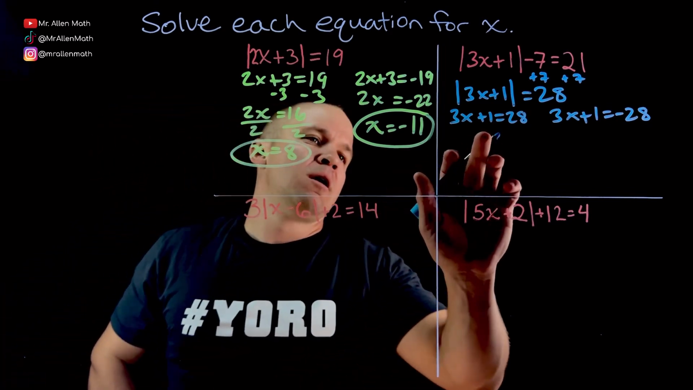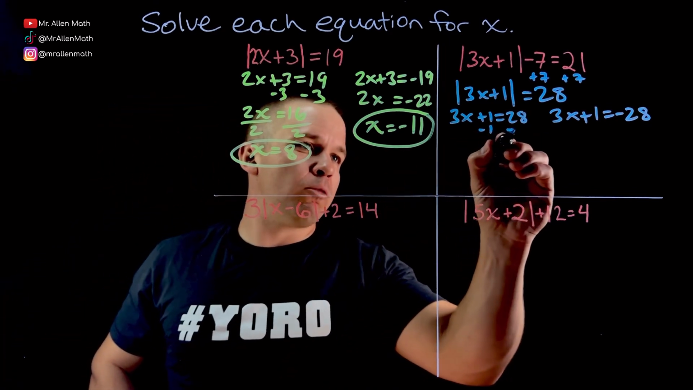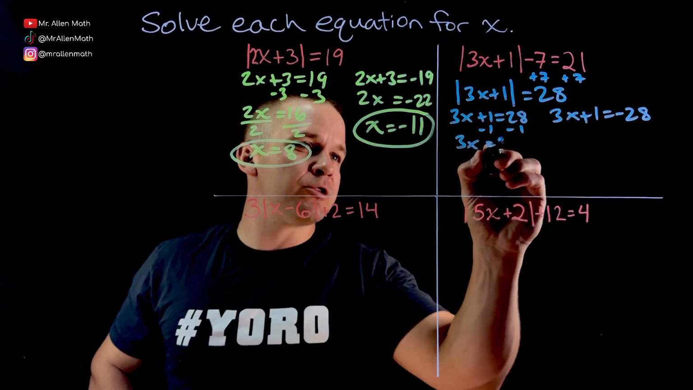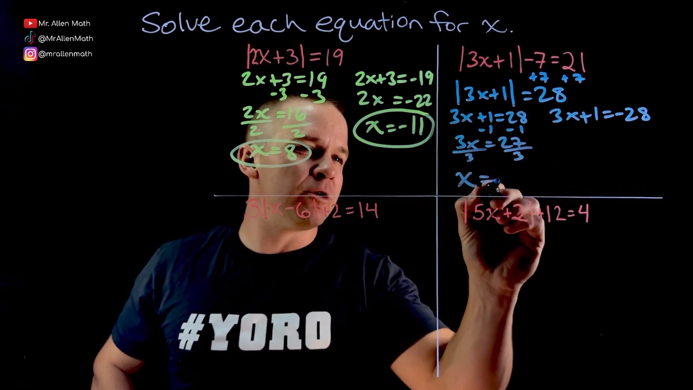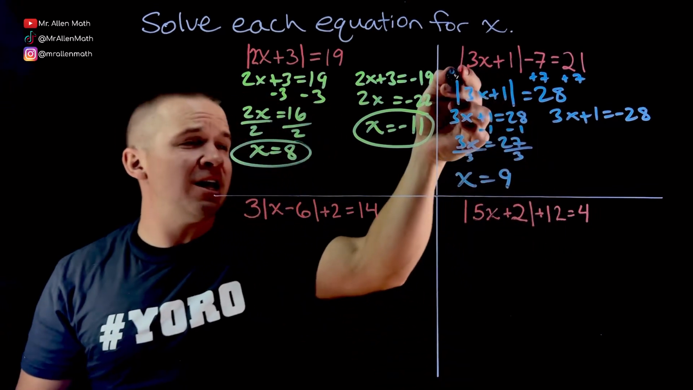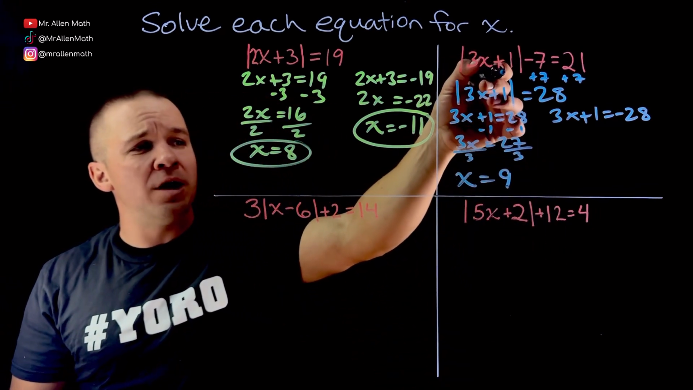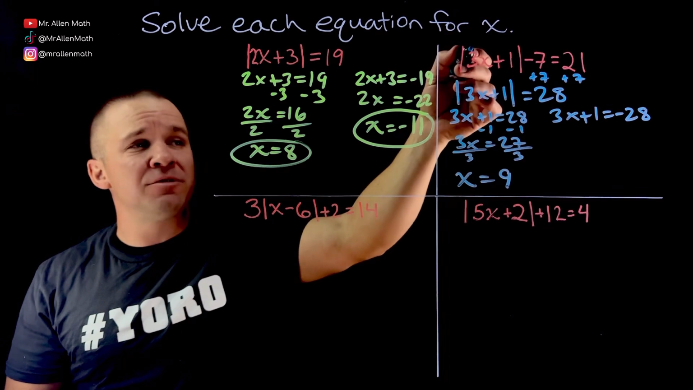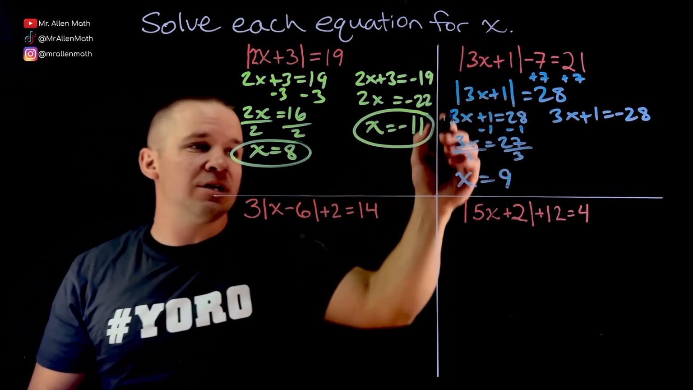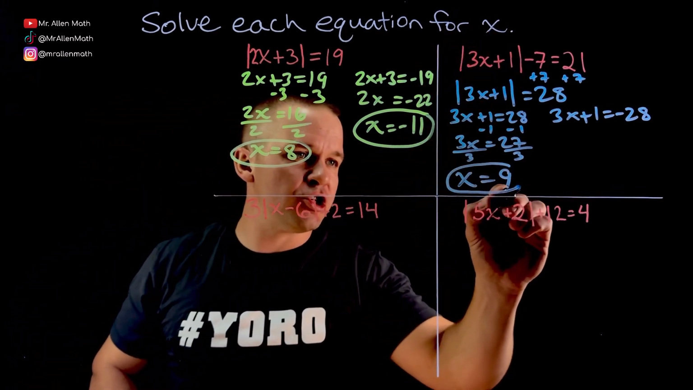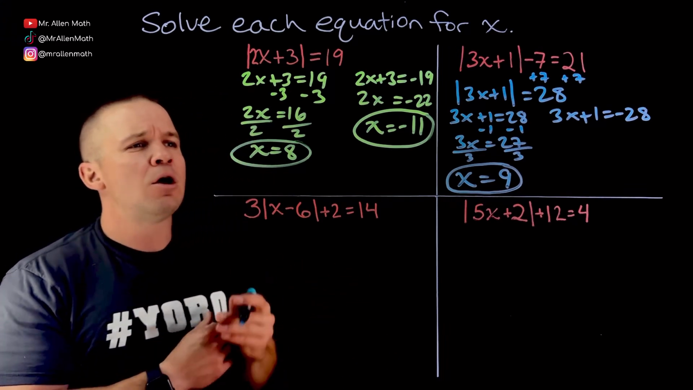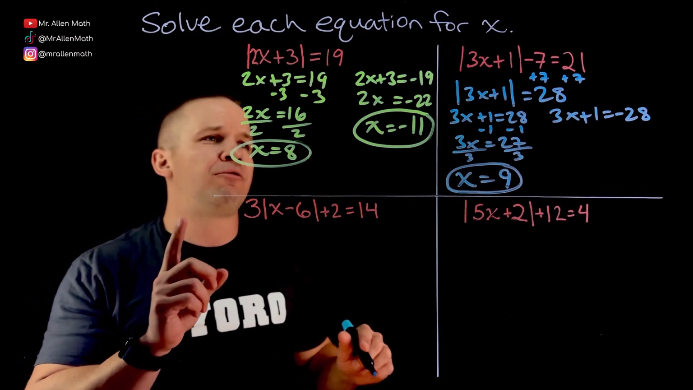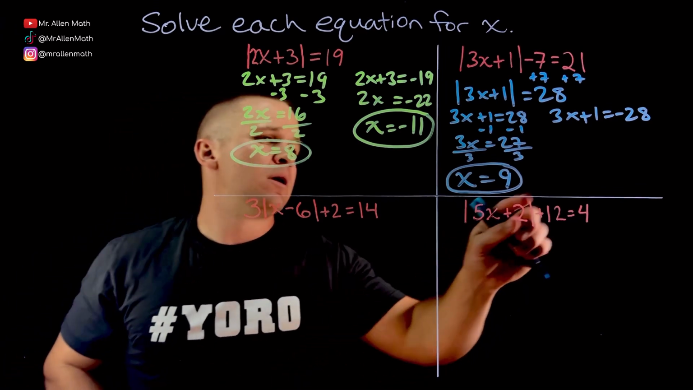All right. I'm going to subtract 1 on both sides. I get 3x equals 27. Divide by 3. I get x equals positive 9. If you plug that in, I get 27 plus 1. That's 28. Absolute value of that is still 28. Minus 7 is 21. We don't have to always check it. You can, but you don't always have the time necessarily on a test. There's one red flag we're going to look out for, and I will talk about that in a moment.